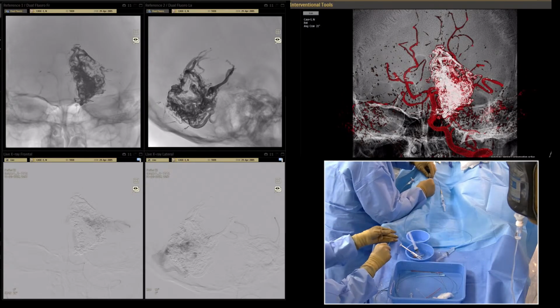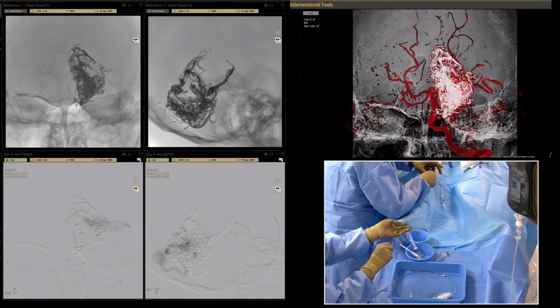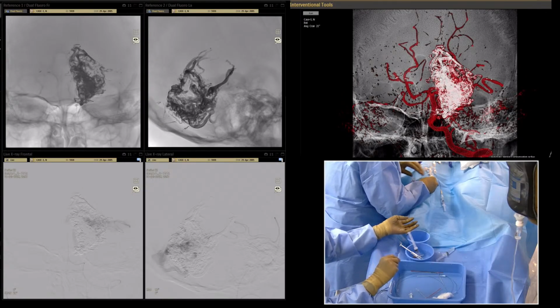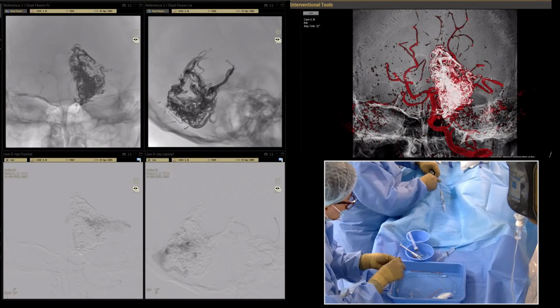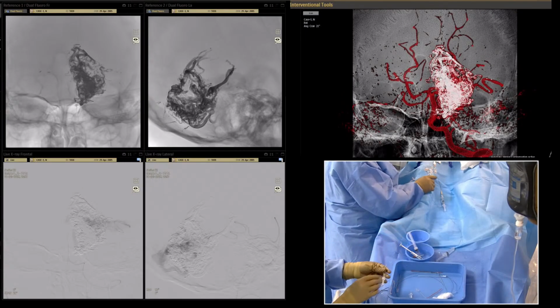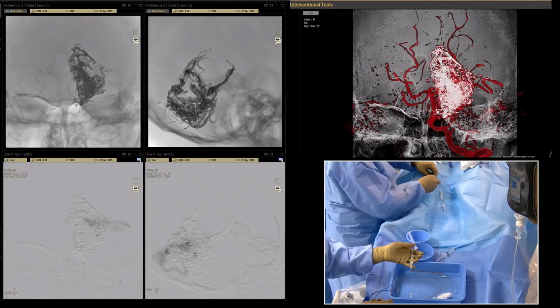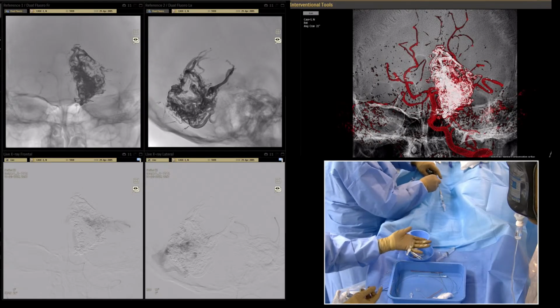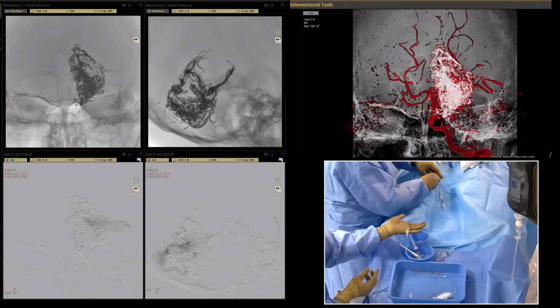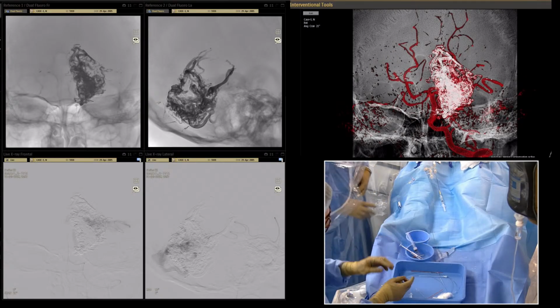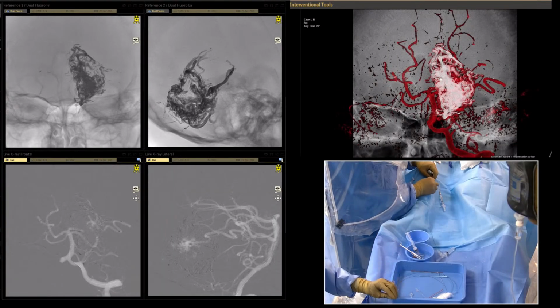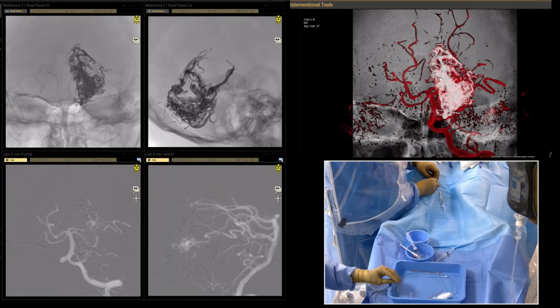Yes, in the middle will be Sonic 1.525. It's a 7 French Fubuki through the short 7 French sheath, and through the Fubuki 7F we can place 2 Sonic and 1 Headway Duo. It's very useful.